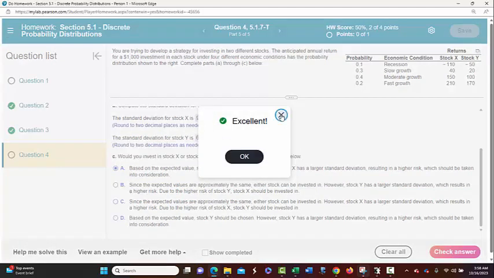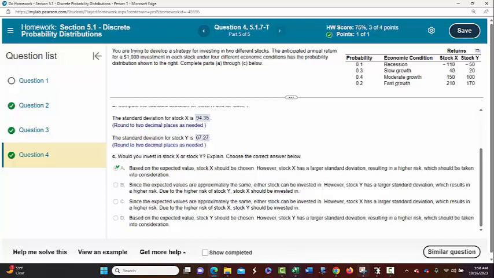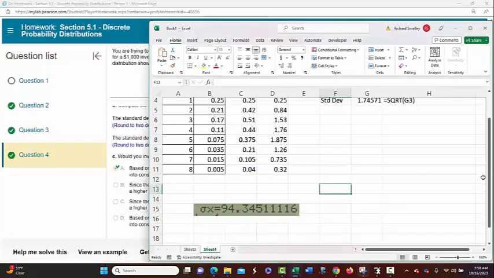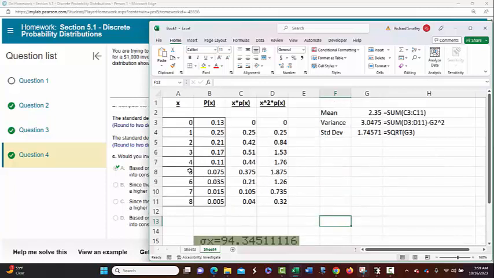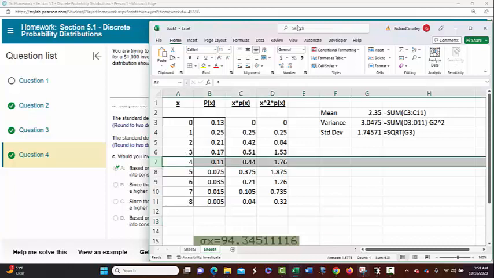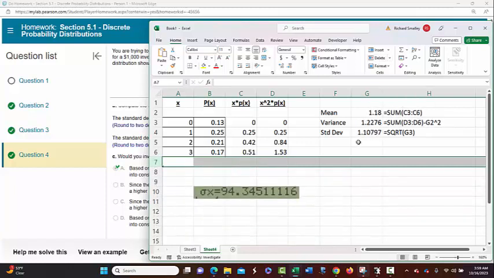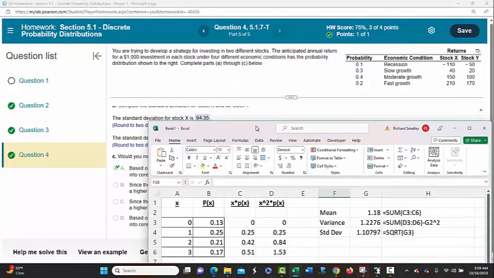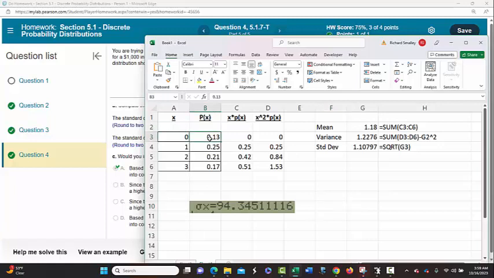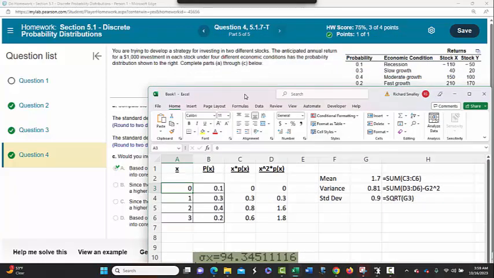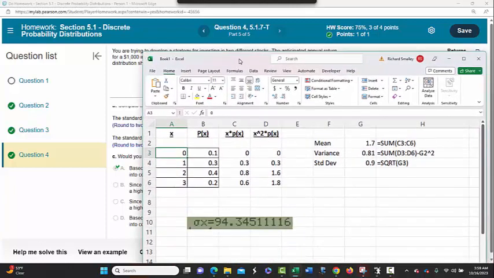All right. So I can pop this in Excel real quick for the same problem. Let me delete some rows, and it should adjust my formula accordingly. Yep. And the probabilities were 0.1, 0.3, 0.4, 0.2. And then the X's will be negative 110, 40, 150, 210.